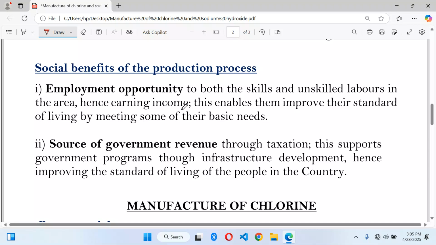Let's look at our last part under industrial processes, which is social benefits of the production process. So we want to know, as you're producing this kind of product, are there some of the benefits that we can get from the production process? Let's look. Number one, employment opportunity. This is a benefit. You get a score.